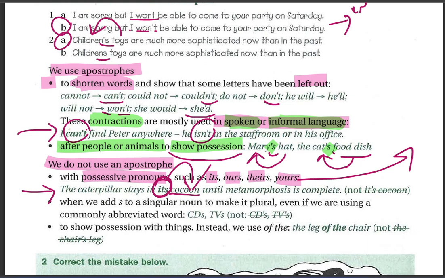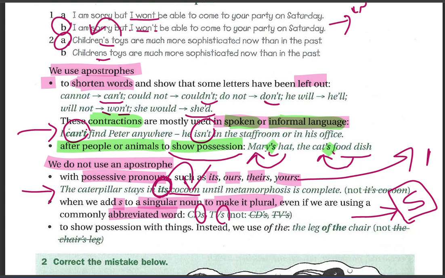The next situation, when we add s to a singular noun to make it plural, even if we are using a commonly abbreviated word. So the s that is showing that something is plural doesn't need any apostrophe. Look at here, CDs, TVs. So the S for making singular nouns plural does not need any apostrophe.